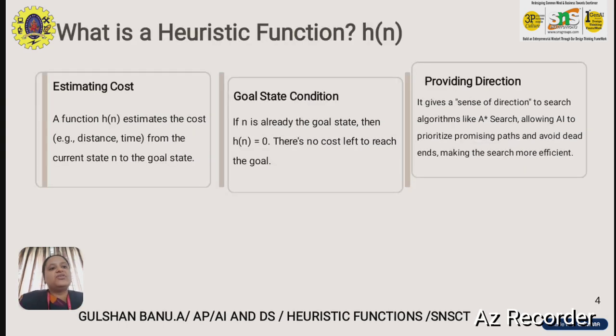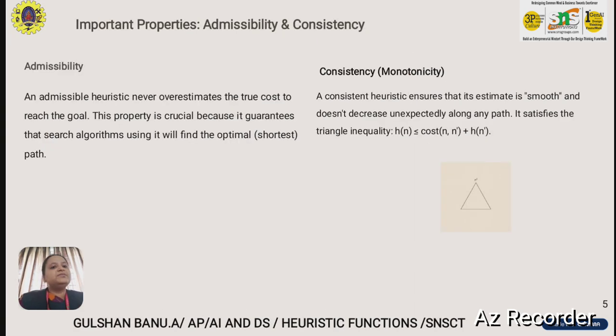Now, the heuristic function has three different aspects: estimating cost, goal state condition, and providing direction. Estimation cost was explained in the previous video, that is h of n is the estimated distance or time. Goal state condition is when the h of n value will be 0. Providing direction gives different directions for the values to find the solution. There are important properties for this, admissibility and consistency, which were explained in the previous video.